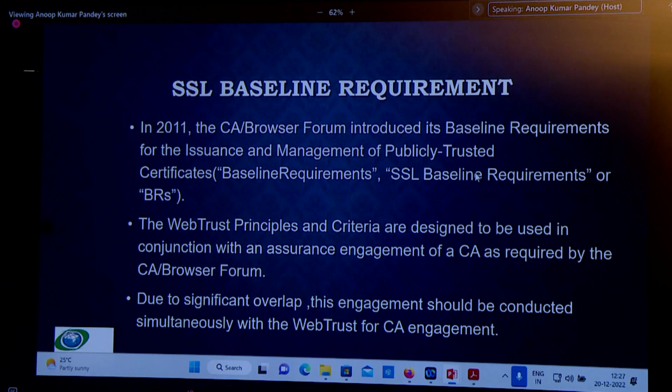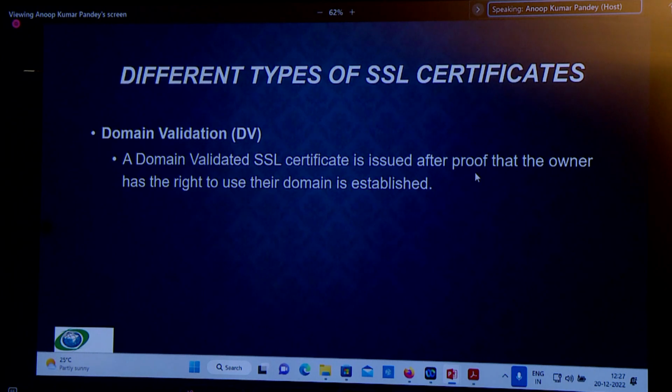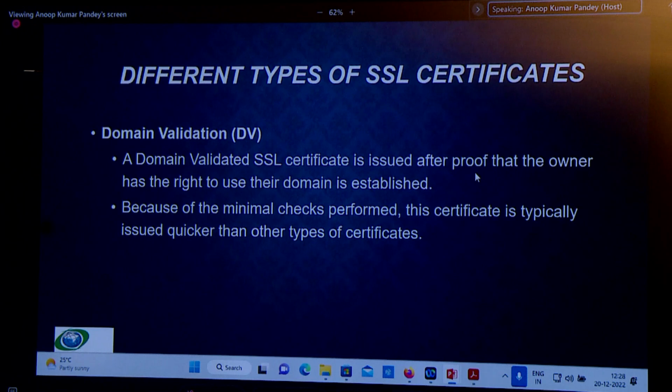Okay. Due to significant overlap, this is the reason the engagement should be conducted simultaneously with the WebTrust and CA engagement. Now, different types of certificates, what we saw in the seals, what you can see.